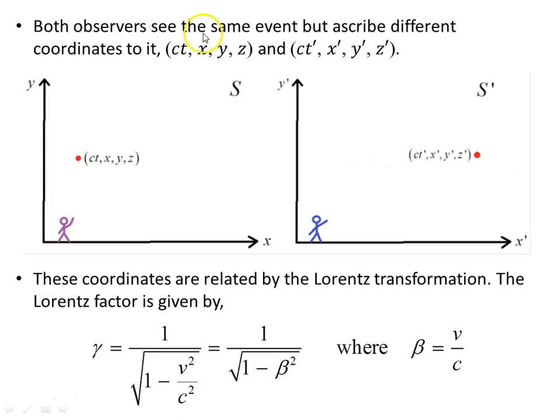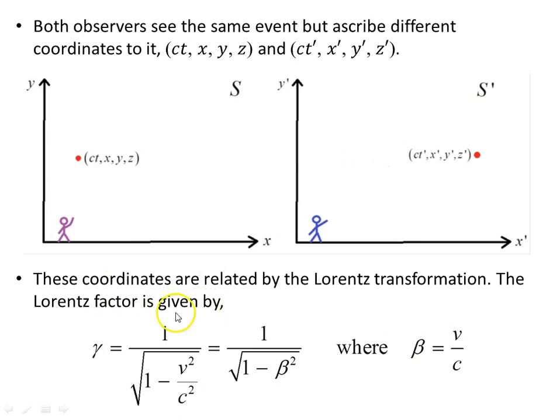Now, both observers see the same event but ascribe different coordinates to it. In the S frame, the purple observer sees an event and gives it coordinates ct, x, y, z, and the same event as seen by the blue observer in the S prime frame is ct dash, x dash, y dash, z dash. These coordinates are related by the Lorentz transformation.